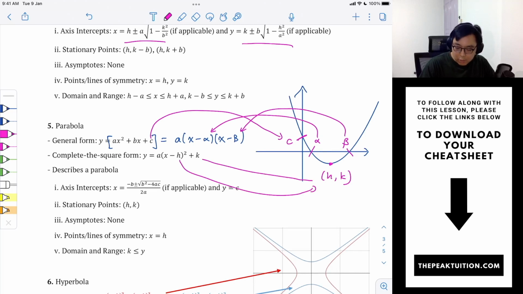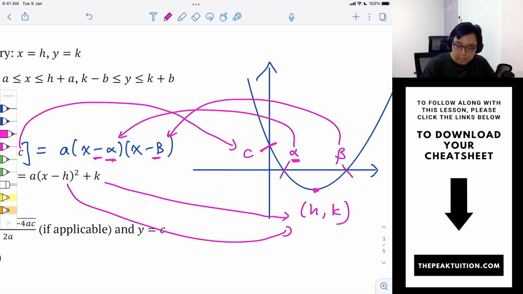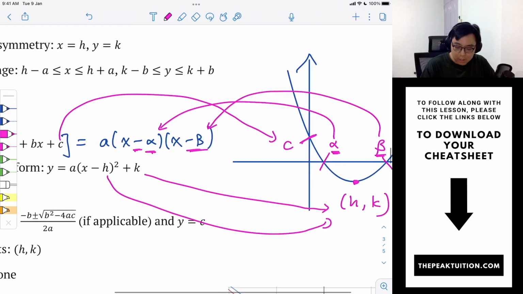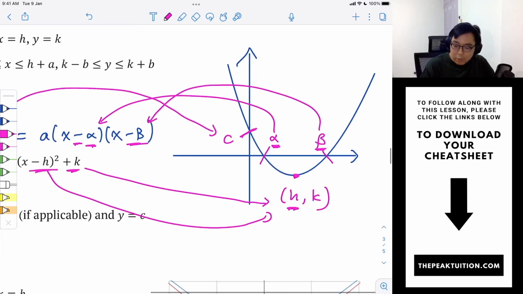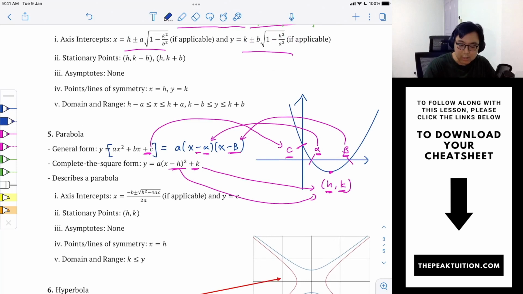And one thing to take note of is always take note of the sign. This is minus alpha, but when I write it down, it's just alpha. This is minus beta, but when I write it down, it's just beta. Here is minus h, but when I write it down, it's just h. Here is plus k, and there's no negative sign. Same thing here, it is plus c. So this is basically how you sketch a parabola. Very important to know all this. And of course, it goes without saying that the line of symmetry is down this line in the middle, where you have x equals h.